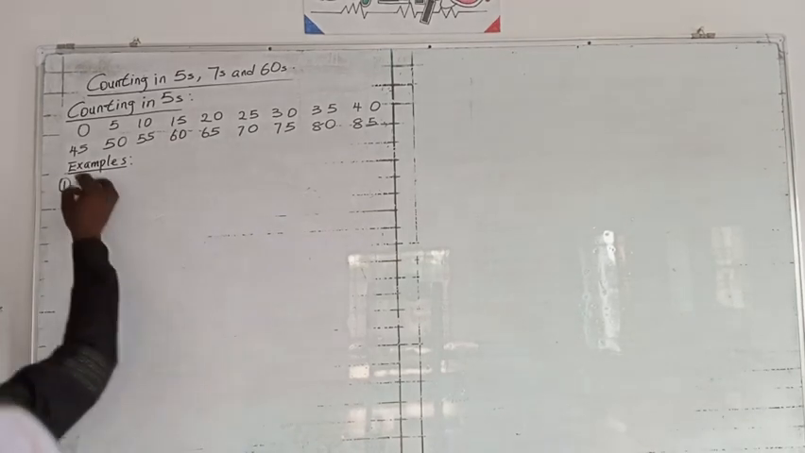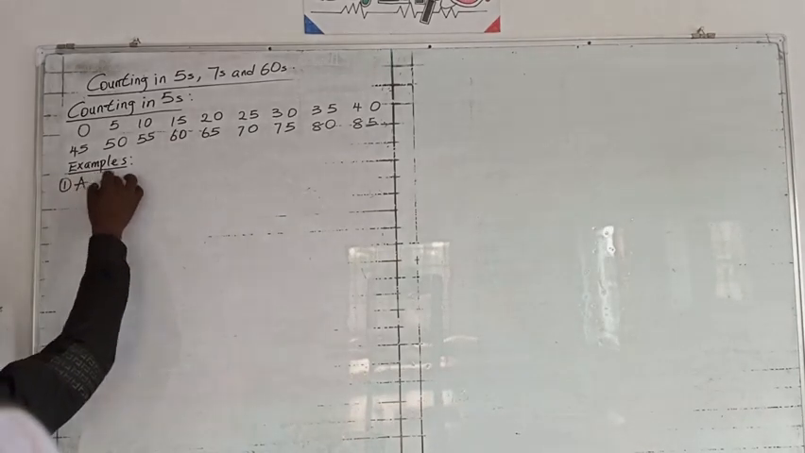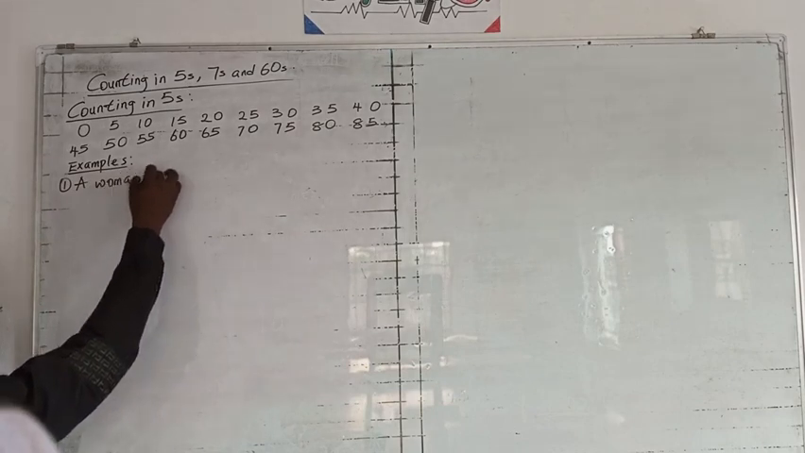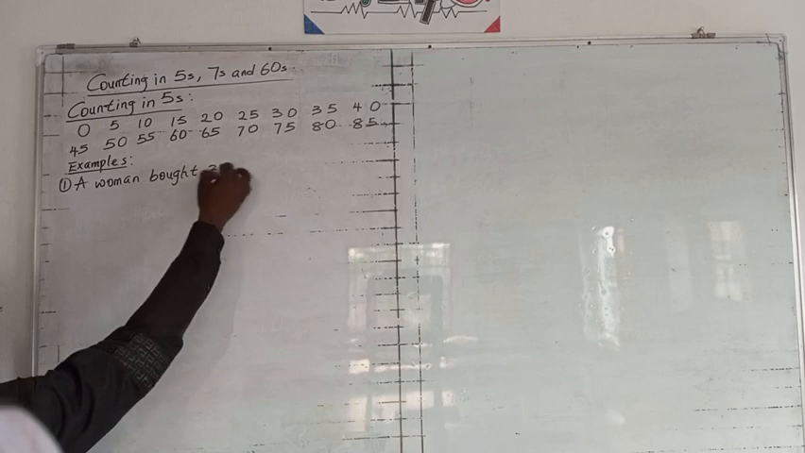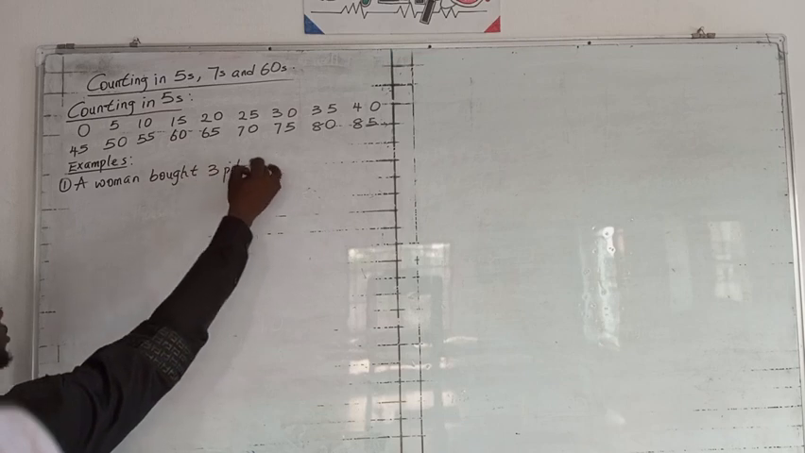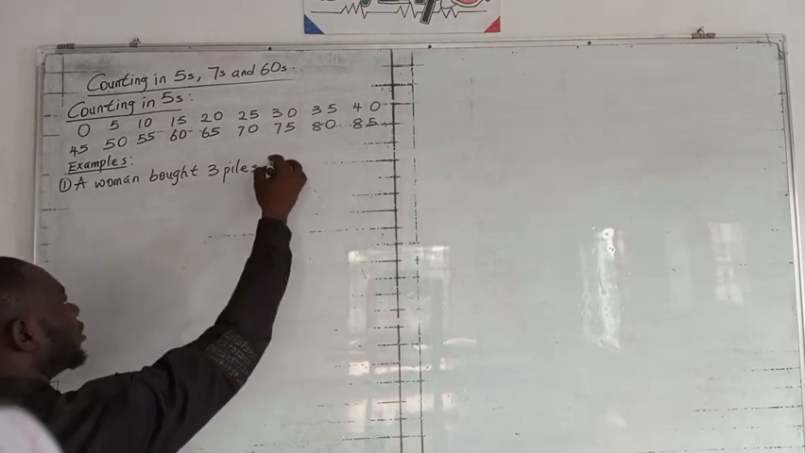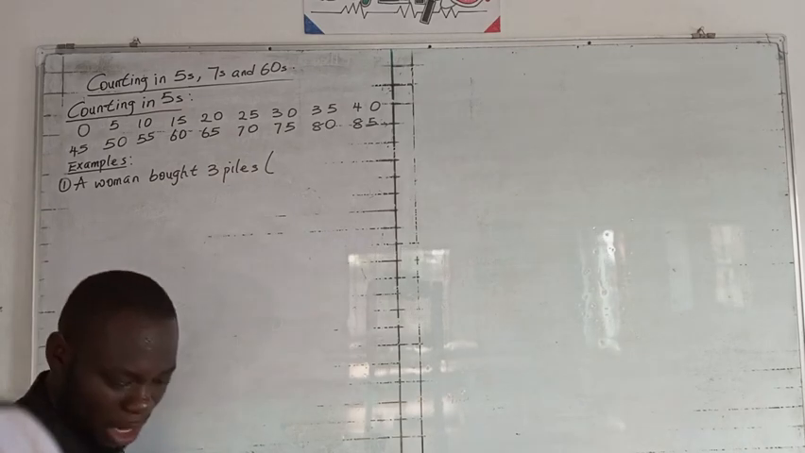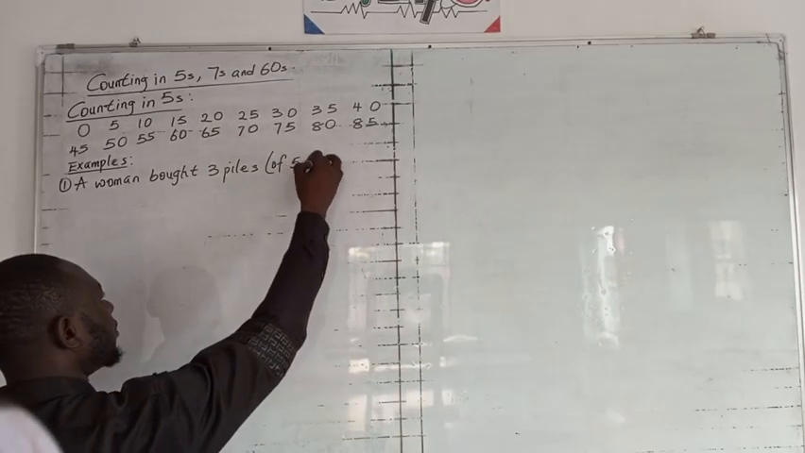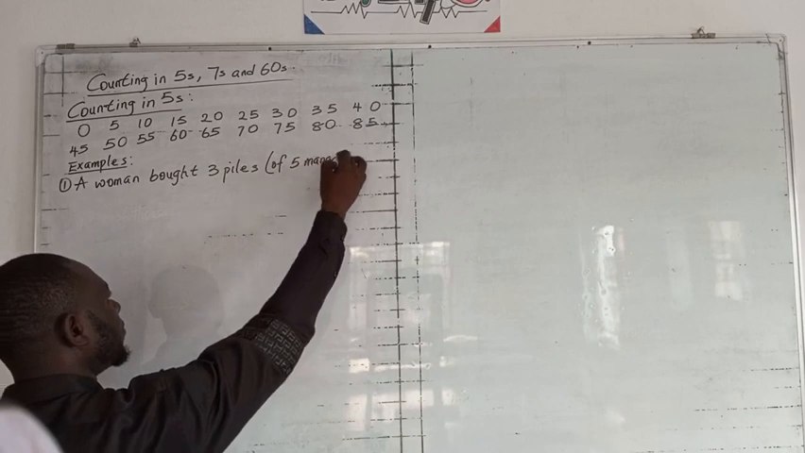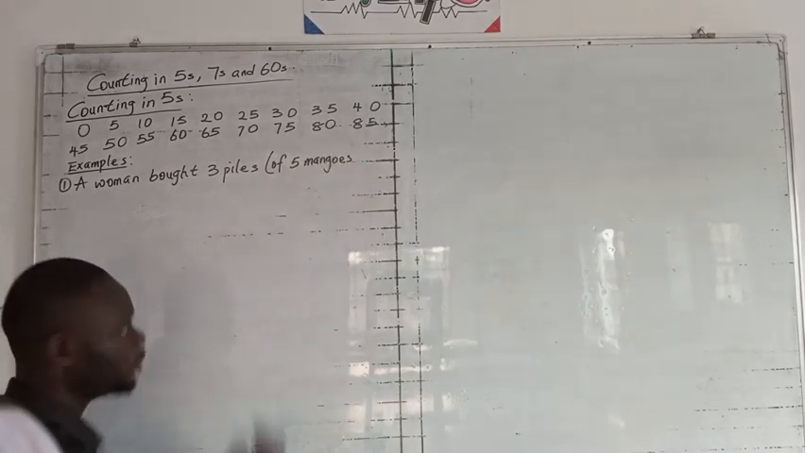Okay, let's say you have a woman who bought 3 piles of 5 mangoes each.